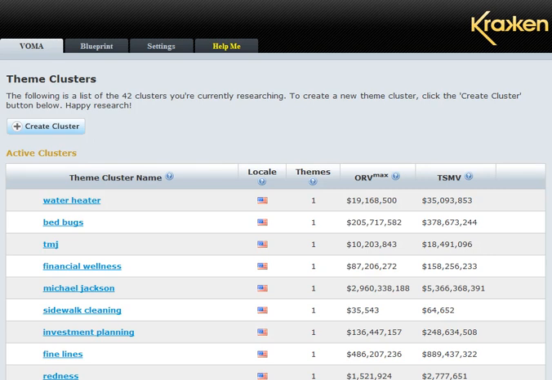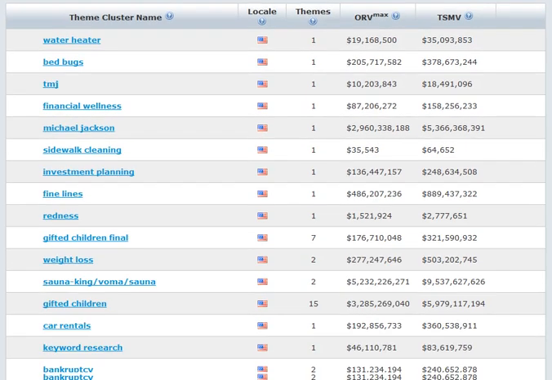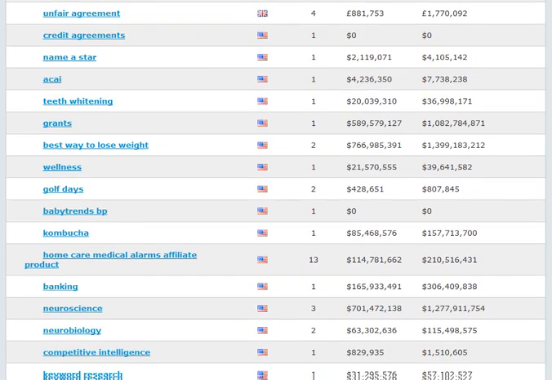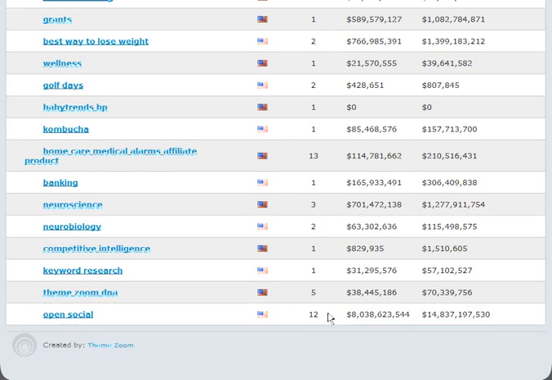This is ThemeZoom's vertical online market analysis application. And we are going to take a look at the white paper generator. And I'm going to actually do a little twist on this. I'm going to show you neuroscience. Notice that neuroscience has 3 themes tied to it.